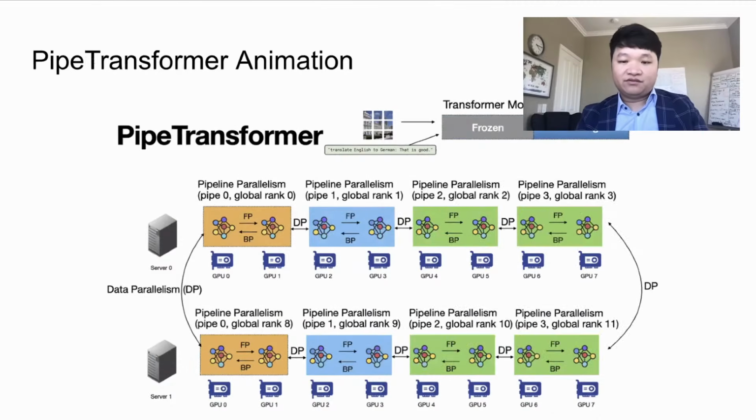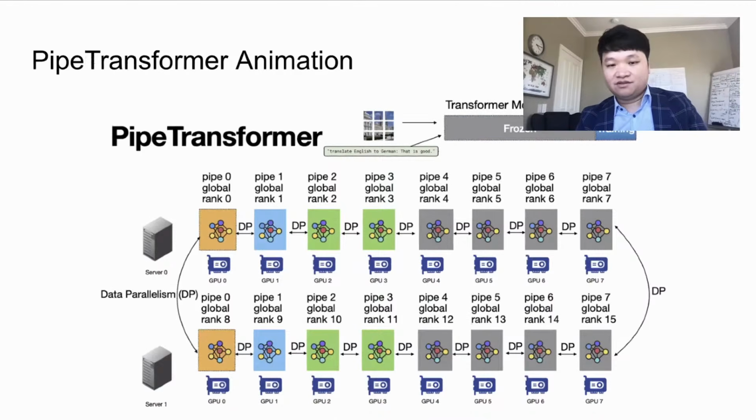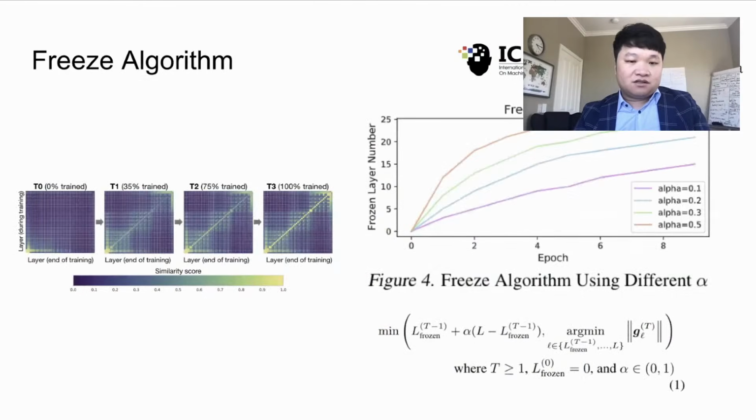We add more pipes and we shrink, add more pipes, shrink, add more pipes. So this is a dynamic system that's driven by the freeze training algorithm. It doesn't need to be freeze training, but it can also be many other interesting algorithms that make the system dynamic.